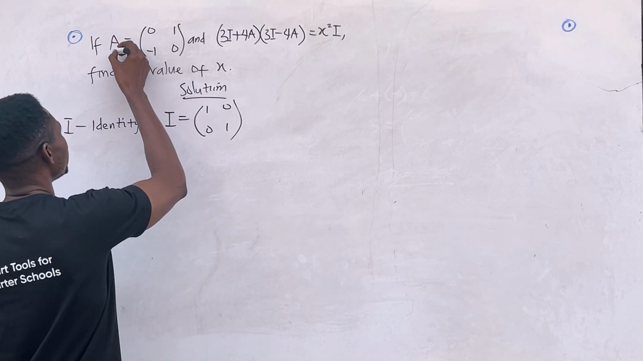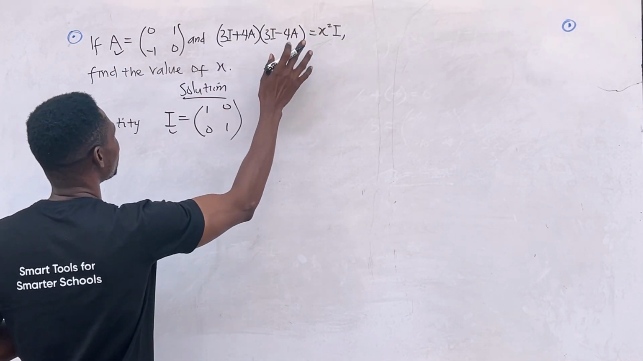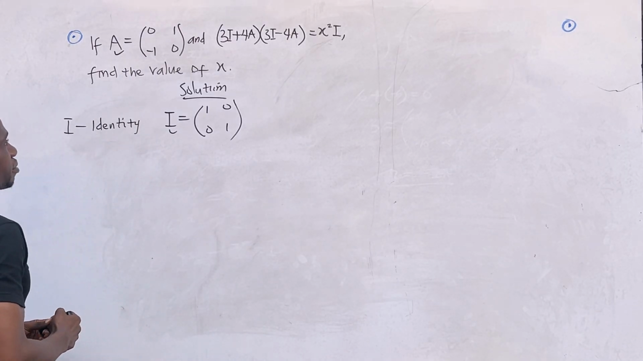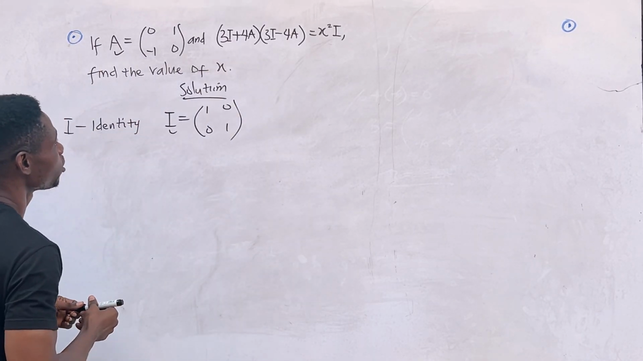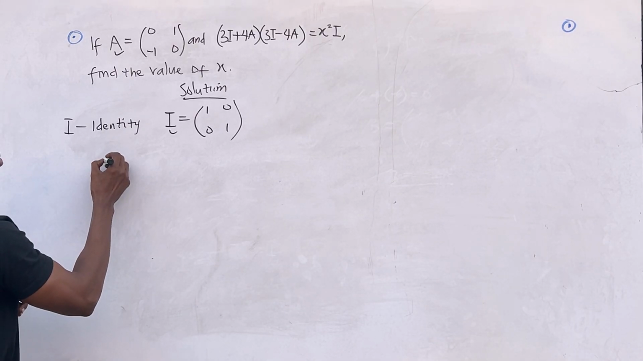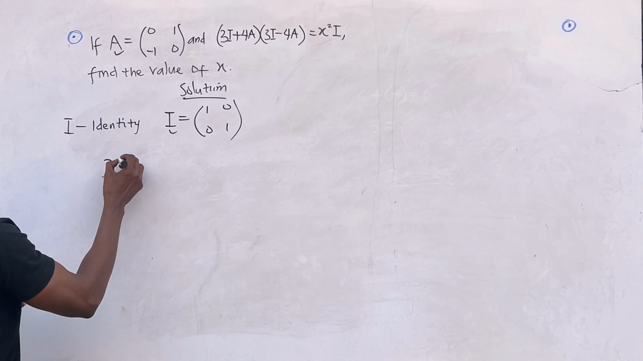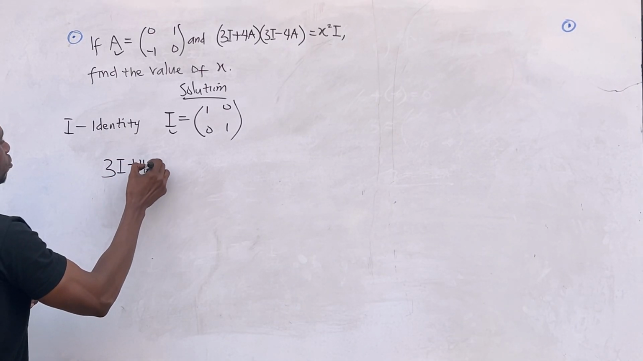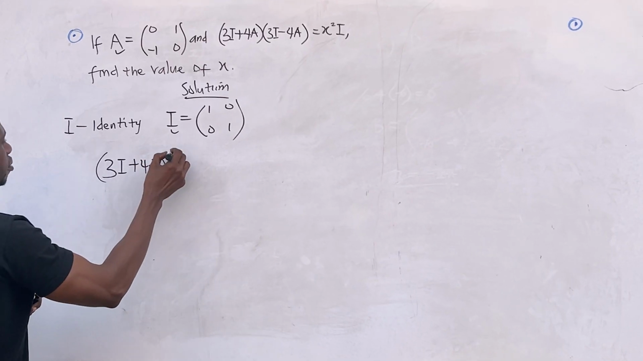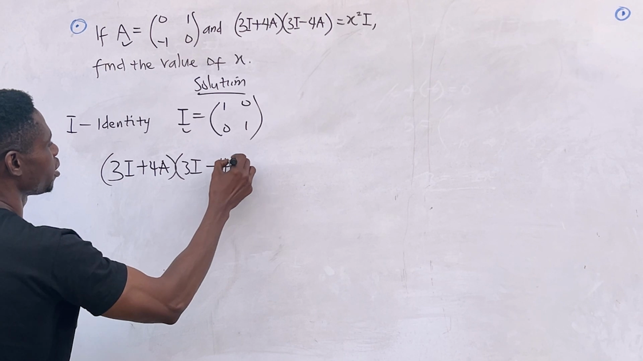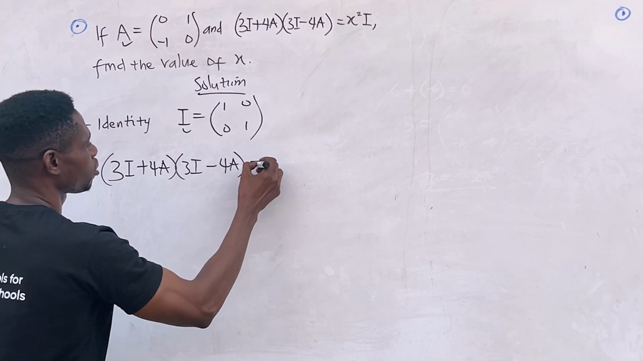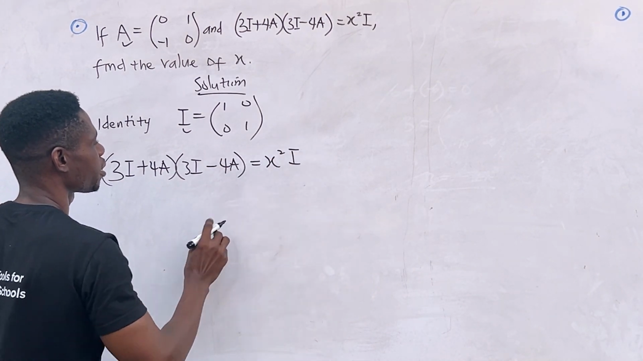So now we know what A is and we know what I is. Okay, before we talk about the A and I again, let's bring forth the question. Solve (3I plus 4A) multiplied by (3I minus 4A) equal to x squared I.